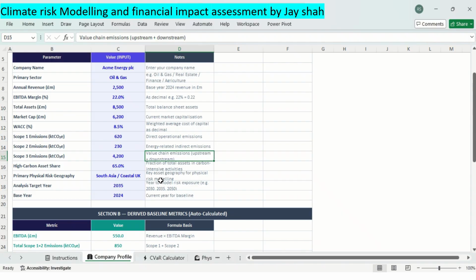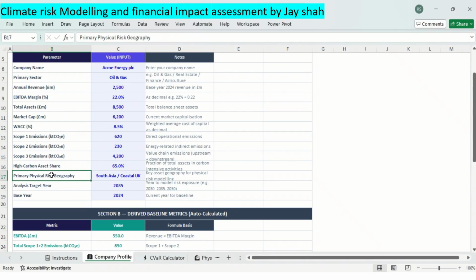But it is disclosed as context, and scope 3 is also very important for the reduction strategy, which is why it is important to mention. Then comes the high carbon asset share, which is the fraction of total assets in high-carbon activities. It is used to compute high carbon asset value, and represents how much of the balance sheet is stranded asset risk under the transition scenario.